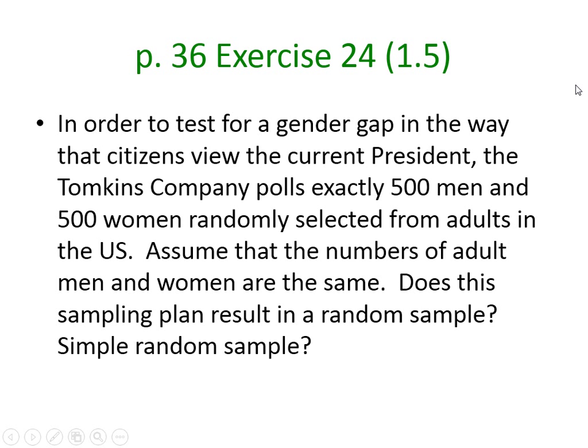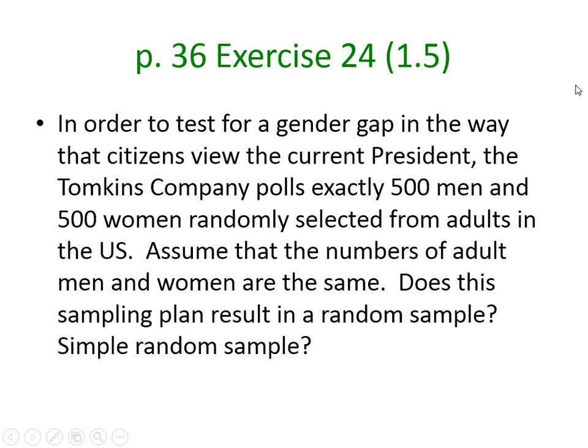Why down? What's not simple random? What's not simple about this? Okay, there has to be 500 men, there has to be 500 women, so what group of 1,000 can't happen? Can I have a group of 1,000 women? If it was a simple random sample, that is a possibility.